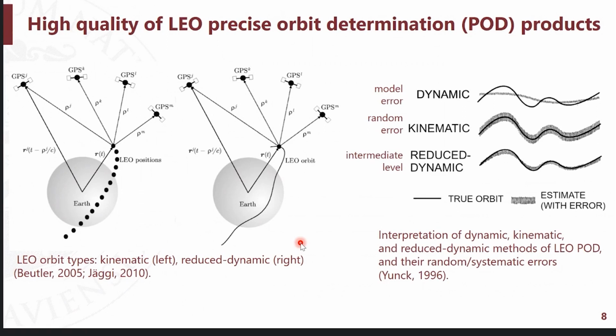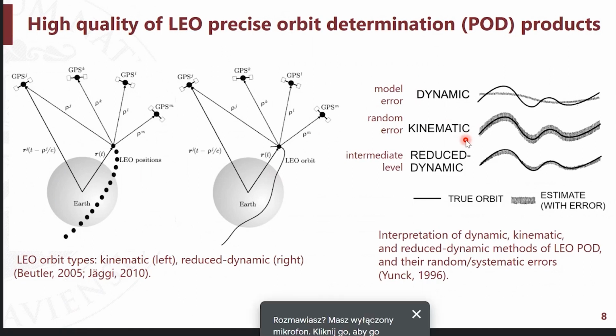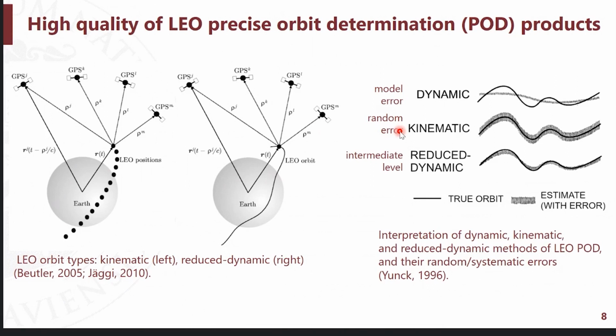When we consider the random and systematic errors, in the case of the dynamic approach, we introduce the model error and minimize the random error. In the case of kinematic orbits, it's the opposite. So there are more random errors than model error. And in the reduced dynamic approach, in this case, we have an intermediate level between the two types of errors.